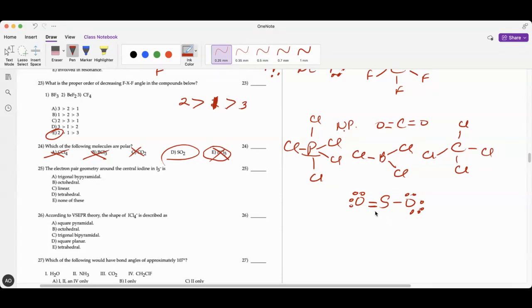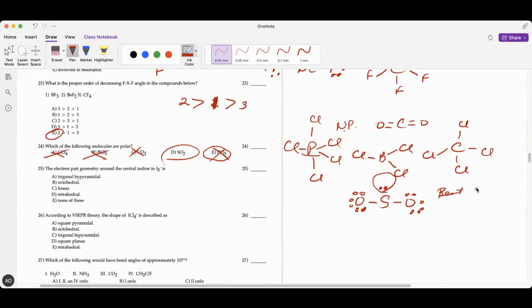It still needs... Oh, wait a minute. No, I forgot to. I have to count the number of electrons here. 2, 4, 6, 8, 10, 12, 14, 16. Yeah, that looks better. Okay, I have an extra pair of electrons, so I have to put it on the sulfur. So you've got this lone pair of electrons.